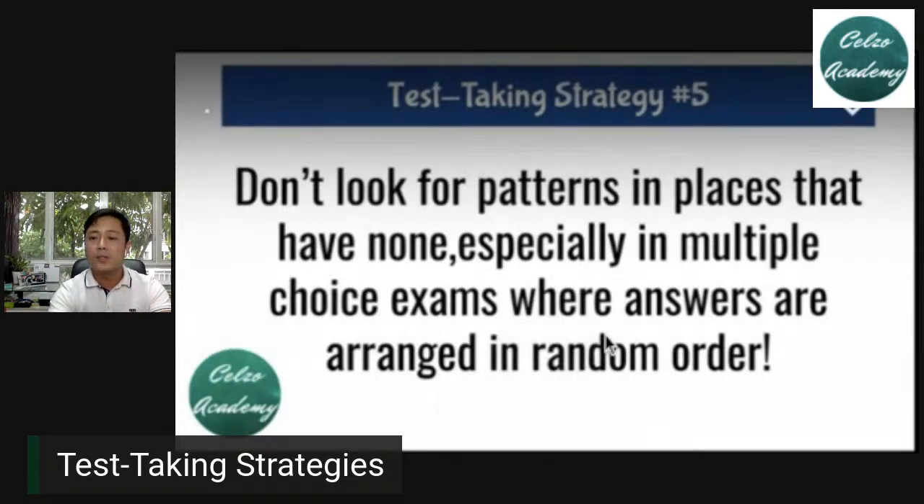Strategy number 5, don't look for patterns in places that have none, especially when it comes to multiple choices. Usually, if you see questions that you answered all C, for example, 5 consecutive answers with a C, it's okay. It is possible to have answers that are consecutively C or B. It doesn't matter. Just focus on answering the right answers, okay? And these choices are done in random order.